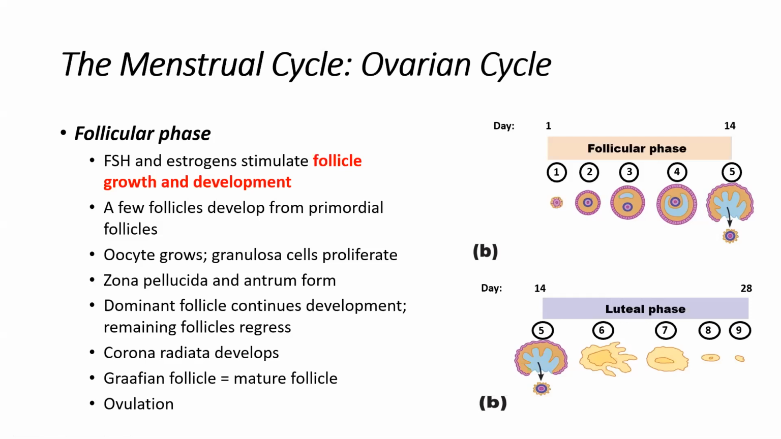At that point, it will have developed a zona pellucida. The zona pellucida is this purple layer, which protects the oocyte. It's also going to develop a corona radiata, which is a structure within the oocyte, as well as an antrum, which is a bit of fluid that's formed inside this as well. So only one of these primordial follicles will develop these features and become a mature Graafian follicle. At that point, we have ovulation, which is the rupturing of that oocyte to hopefully become fertilized.